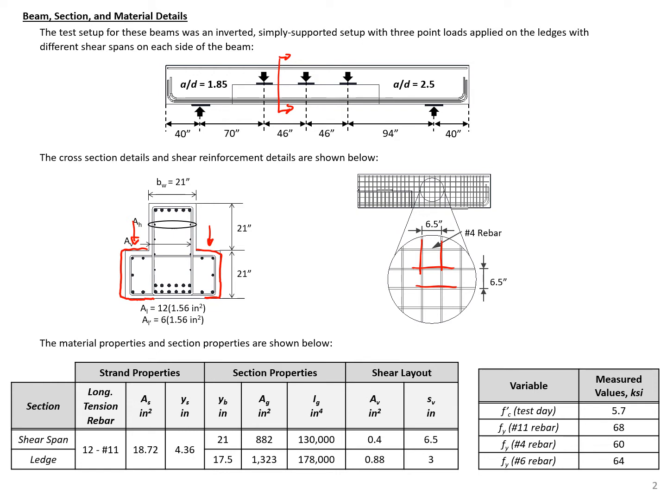So the area of our steel, the location of our primary longitudinal steel, and then also some of the other information on our section, the gross area, and the moment of inertia, and then also our shear layout, shown here. You can see the measured values for our concrete strength and for our yield strength for our different size bars shown in the table to the bottom right.